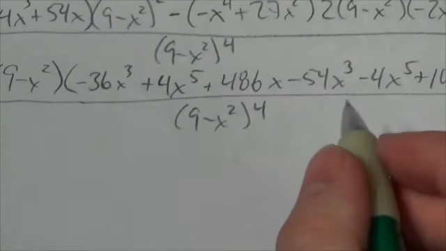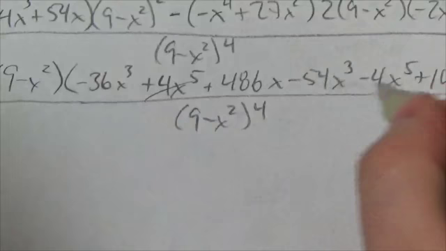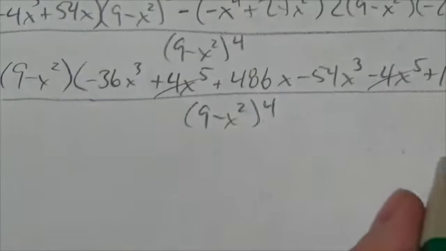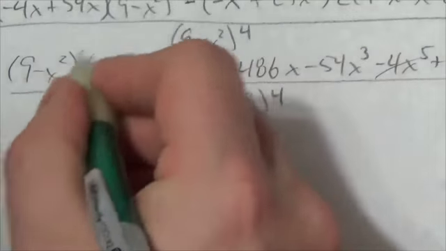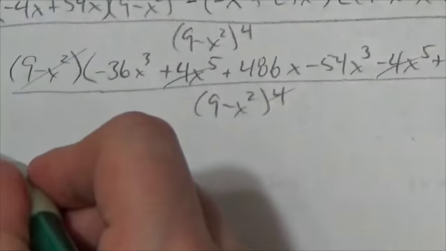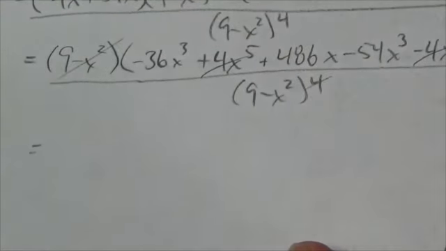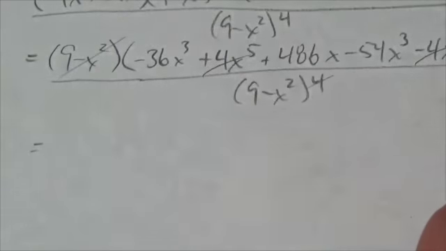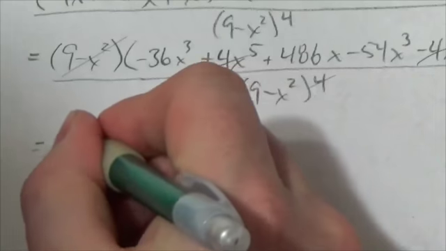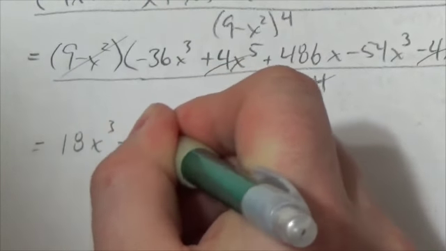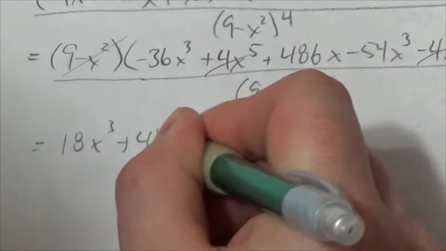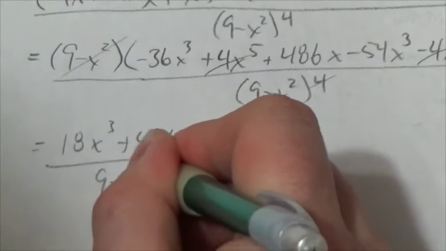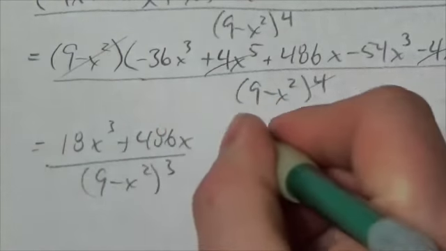Okay, a lot going on there. Kind of busy. Those two obviously cancel. But I've got a lot of cube terms there, so that's kind of good. And then the 9 minus x squared will cancel with one of those. And so, okay. Sorry, it's a little early in the morning here for me right now. This is 18x cubed plus 486x all over (9 minus x squared) cubed.